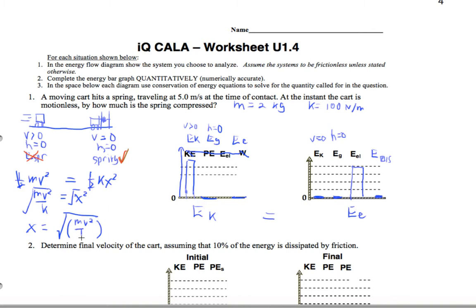It's the square root of mv squared over k. So when I put in my numbers, that's going to be the square root of m, which is 2, v squared, which is 5 squared, which is 25, divided by k, which is 100 newtons per meter. And when we actually work that out, we're going to end up getting 0.71 meters of compression.